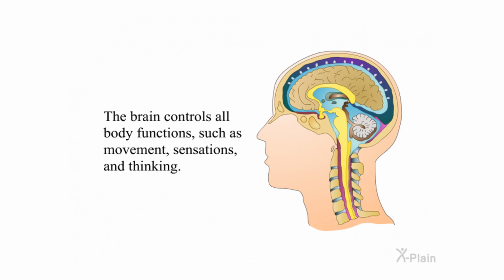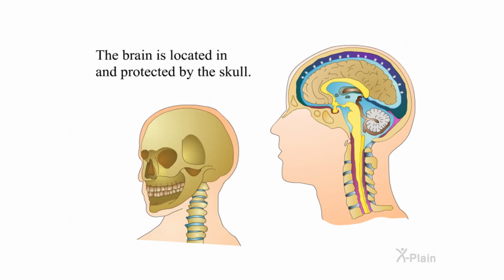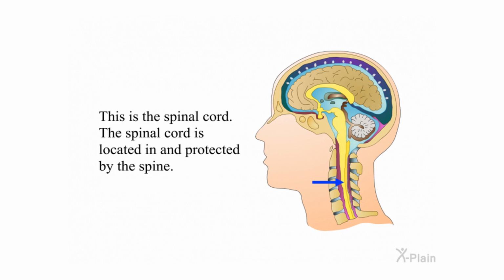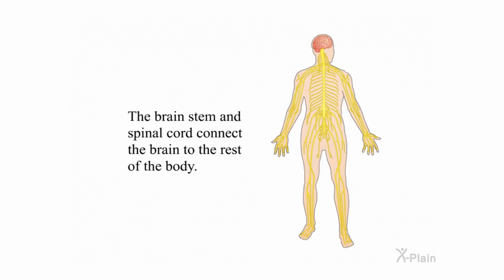Anatomy. The brain controls all body functions, such as movement, sensations, and thinking. The brain is located in and protected by the skull. This is the brain stem. It connects the brain to the spinal cord and it controls breathing as well as the muscles and nerves of the face. This is the spinal cord. The spinal cord is located in and protected by the spine. The brain stem and spinal cord connect the brain to the rest of the body.